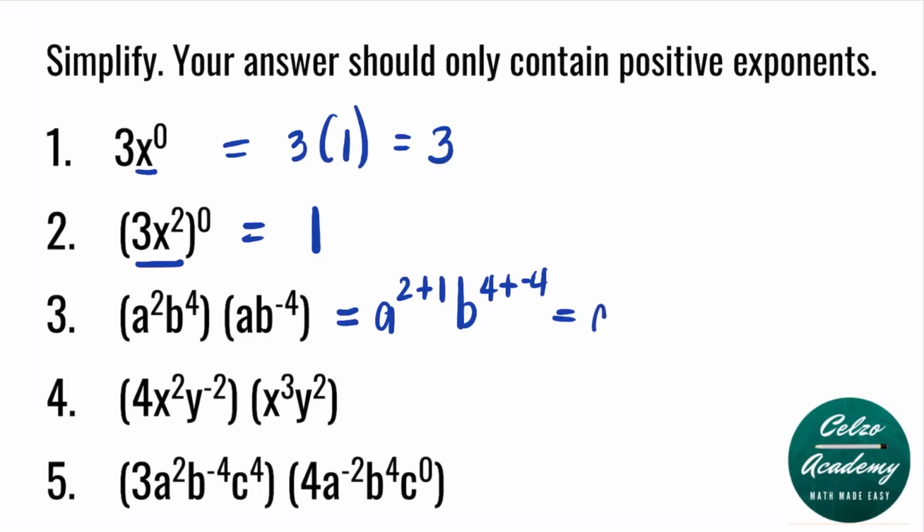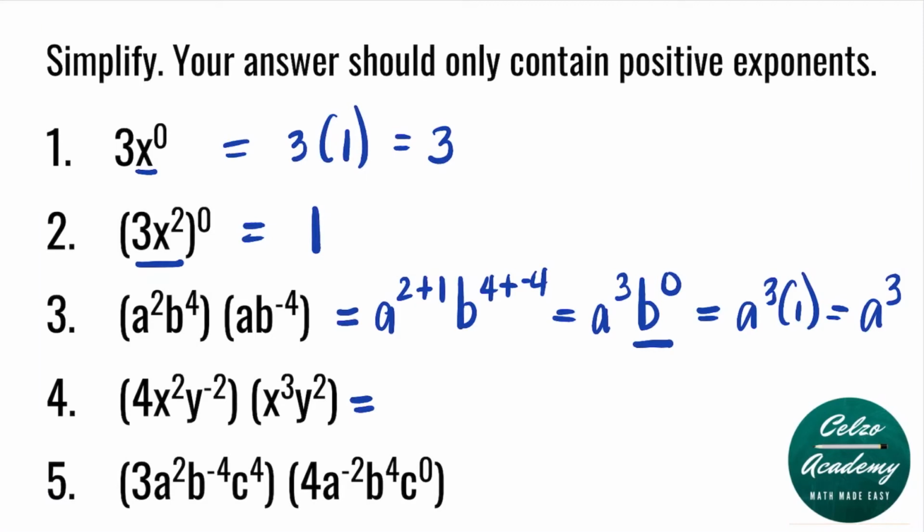Simplifying this, we have a to the power of 3 and b to the power of 0. And b to the 0 can be simplified further as 1. So we have a cubed times 1, which is simply a cubed.